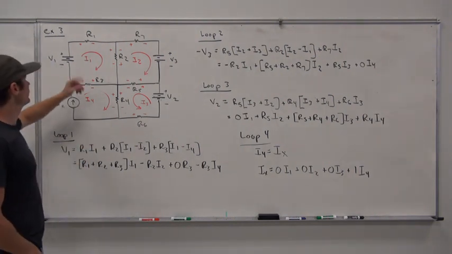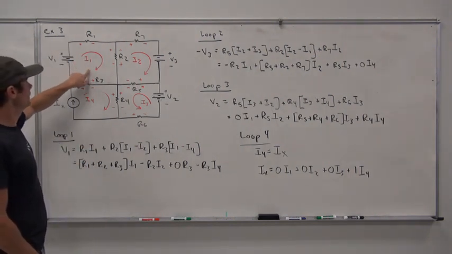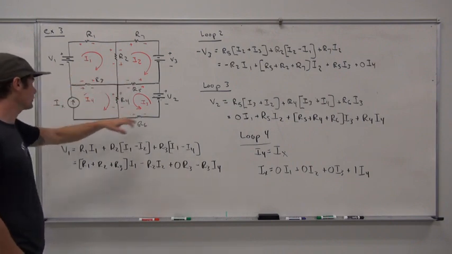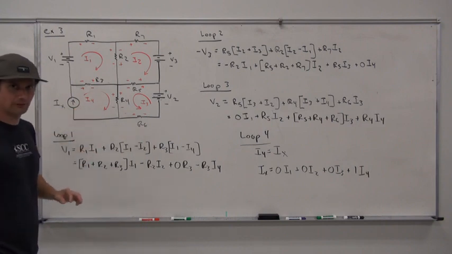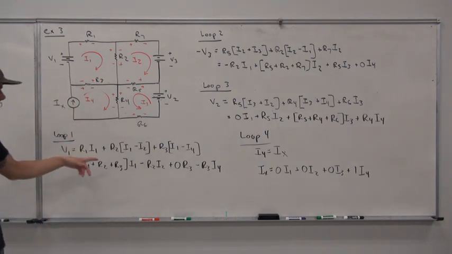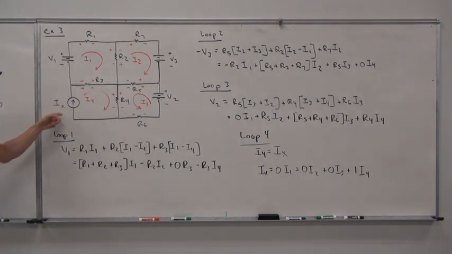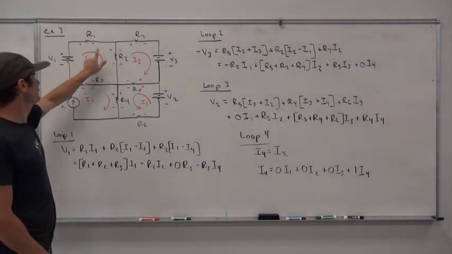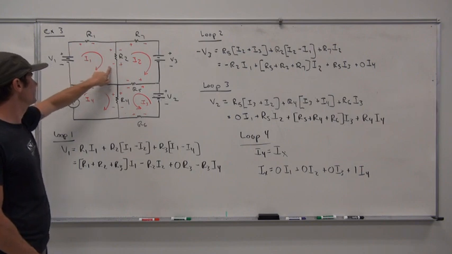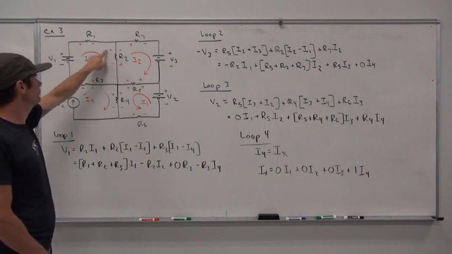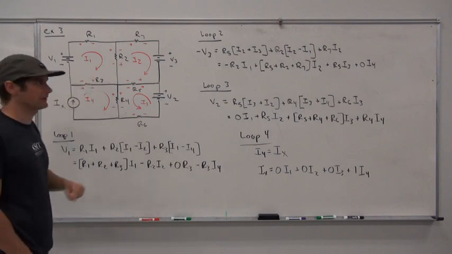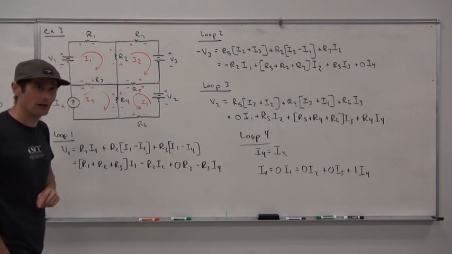Okay? So here, I'm going to let I1 be clockwise, I2 be clockwise, I3 be counterclockwise, and I4 be clockwise. I'll just let it be in the same direction as the current source. So here, positive to negative for I1, positive to negative for R1, for R2, positive to negative, and then for R3, positive to negative, and that orientation follows passive sign convention for I1.